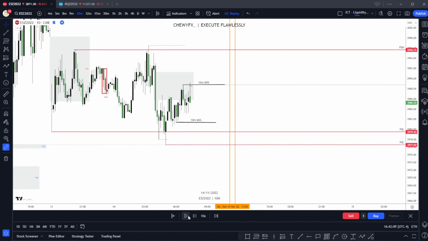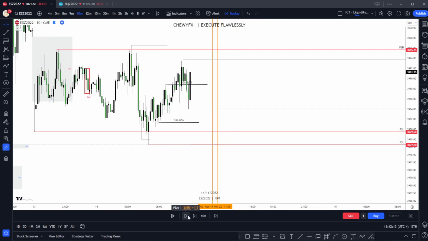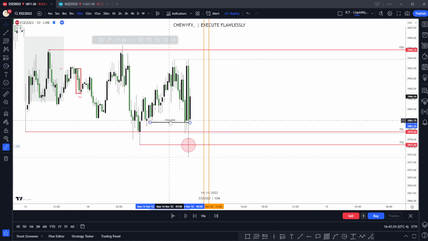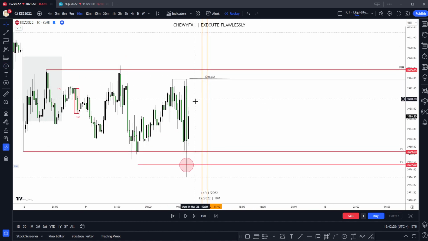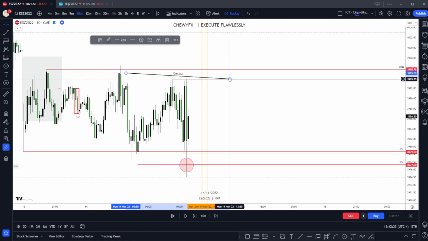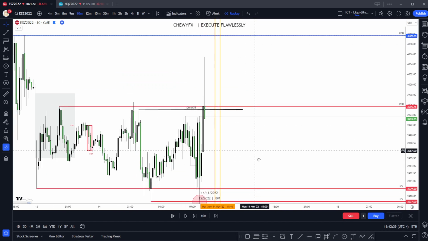Yeah, it's very choppy. Okay, there we go, perfect. Okay, so we swept another previous session low here. So now we can look for a 10-minute bullish market structure shift, but the problem is these are equal highs, so I don't really like that. We'll look for it at this point right here.